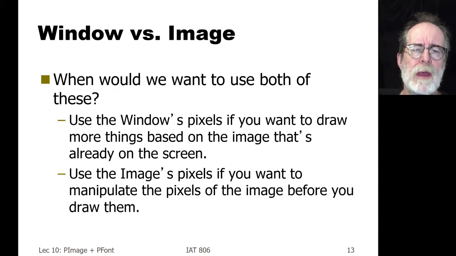You would use the image's pixels if you want to manipulate the pixels of the image before you draw them. So, a couple of usage scenarios. One of the things is picking the stuff off the window in order to update it and perhaps write it back to the screen. Use the image's pixels if you want to manipulate the pixels of the image before you draw it.